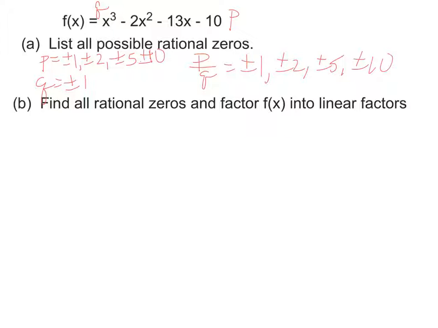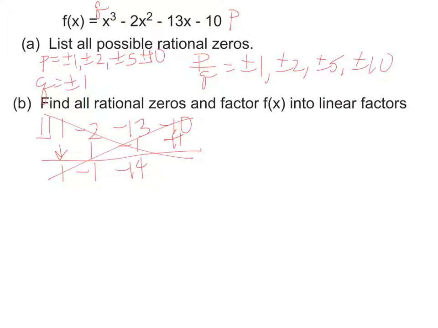Okay, so let's check this out then. We try them on. So remember, it's usually a 1 or negative 1, so I'm going to try 1 first. And I have 1, negative 2, negative 13, and negative 10 as my coefficients. Drop down that 1. So 1 times 1 is 1. 1 times negative 1 is negative 1. That gives me a negative 14. That's obviously not working. So let's try negative 1 and see if that works for us.